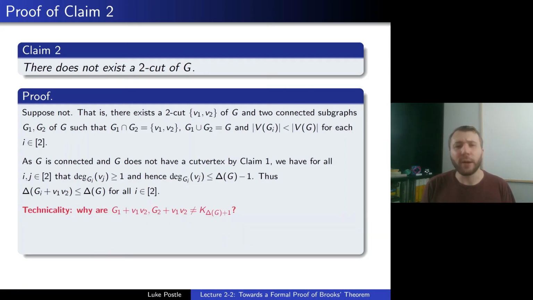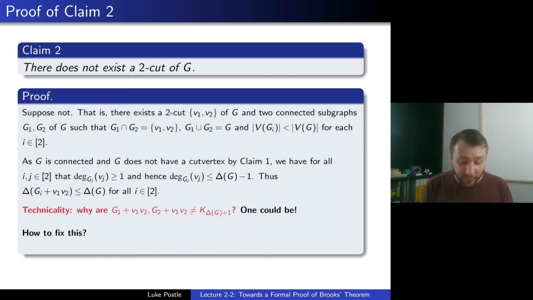What about the other one? Why are these new graphs not equal to the complete graph K_{delta(G)+1}? Well, that's a good question. And actually the answer is one could be. So even in the delta greater than or equal to 3 case, we can prevent one of them, but not both maybe. So maybe one of them could actually be. This is a problem. This is a technicality. And as I hinted last time, there's a fix for this. How do we fix this?